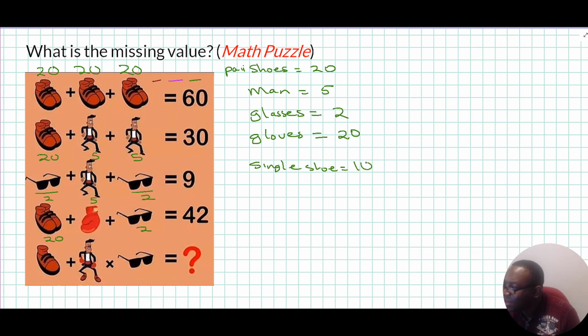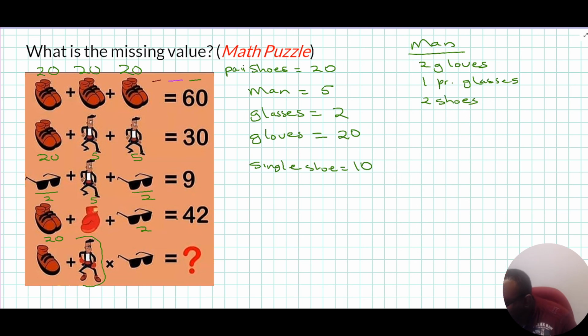Single shoe is 10. Okay. Now let's look at this gentleman carefully. What is he doing? Let's look at what the man has on him. He has 2 gloves. He also has a pair of glasses, 1 pair of glasses. He has 2 shoes. Okay.